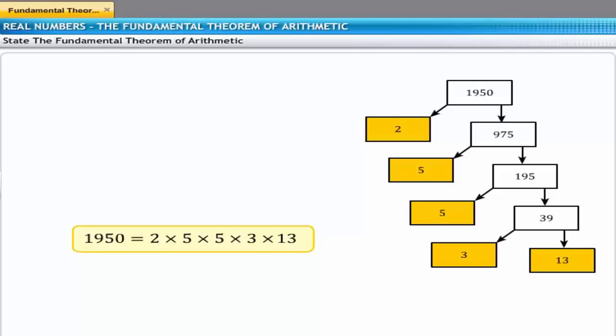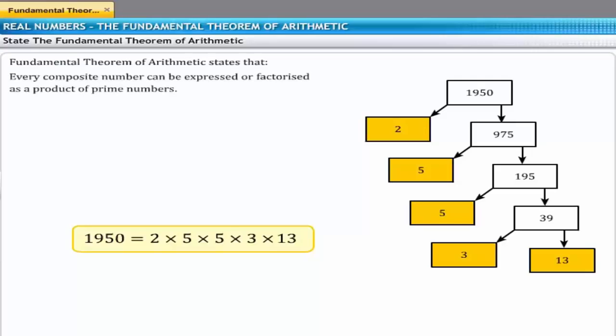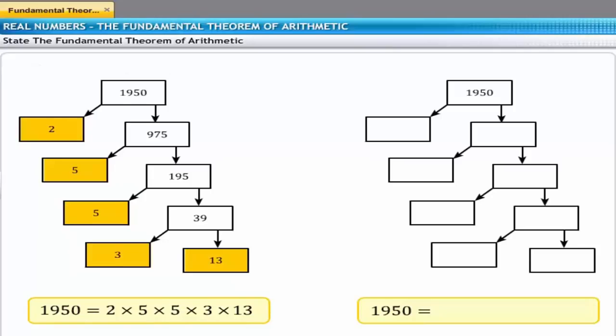Mr. Number Maker's claim is based on the fundamental theorem of arithmetic that states every composite number can be expressed or factorized as a product of prime numbers. Is there any other way to factorize 1950 using prime numbers? Let us see. Starting with 5 instead of 2, we get another set of prime factors for 1950.